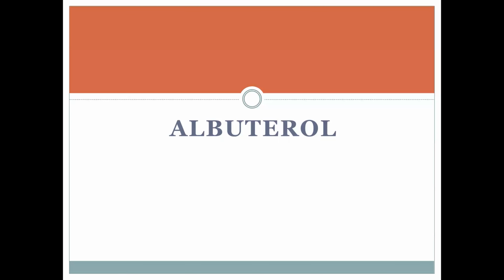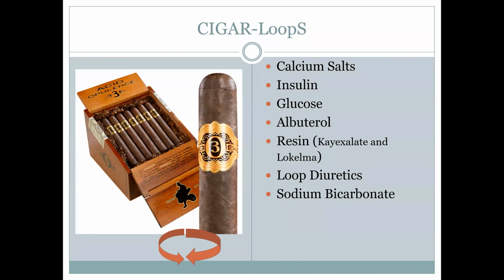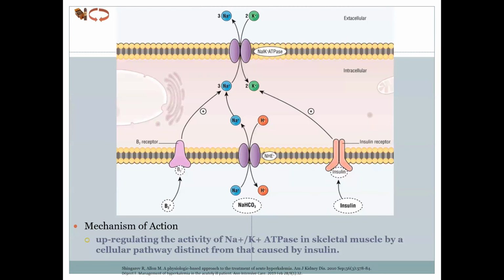All right, guys. So for hyperkalemia, we've already gone through a few things as part of the cigar method. We've talked about calcium, insulin, glucose. Right now, we're going to talk a little bit more about albuterol. And as we progress through all of this, you'll get to see the resin, loop diuretics, and sodium bicarbonate. I've already touched a little bit on sodium bicarbonate, but let us move forward more.